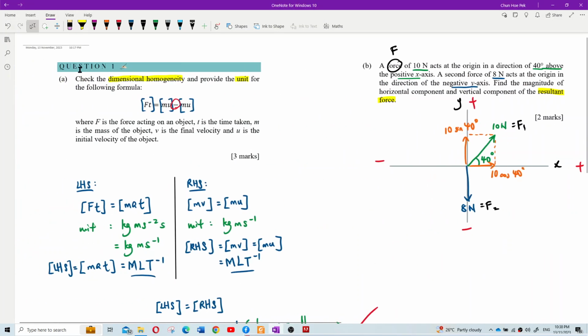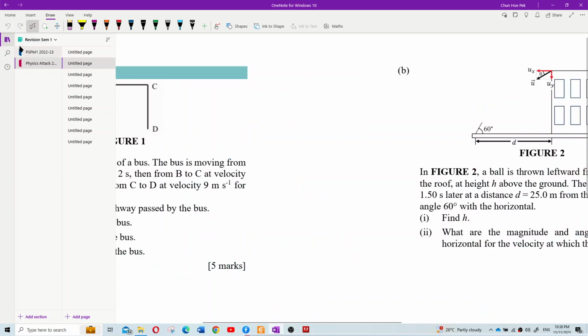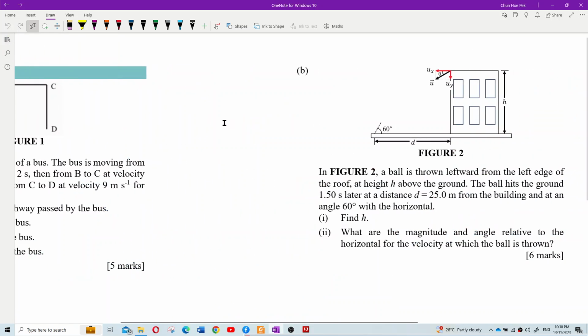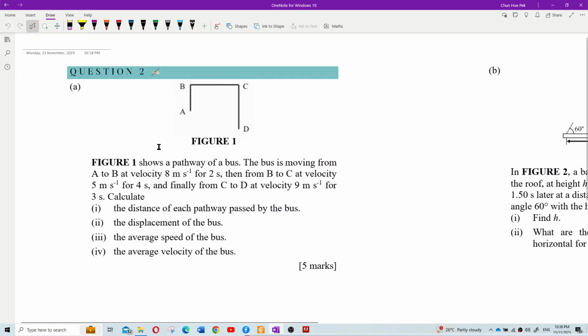Question 2. Go for question 2. So figure 1 shows a pathway of a bus. The bus is moving from A to B at 8 meters per second for 2 seconds, then from B to C at this velocity, and finally from C to D at this velocity. Calculate the distance of each pathway passed by the bus.